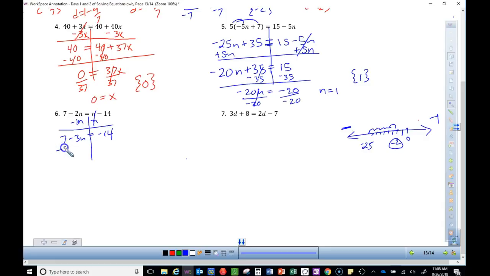Now I have to subtract 7. So negative 3n, if I have negative 14 over here and I minus 7 more, I'm going to get negative 21. Dividing both sides by a negative, so negative divided by negative makes positive. And 21 divided by 3 is 7. So we've got 7 for our solution set.